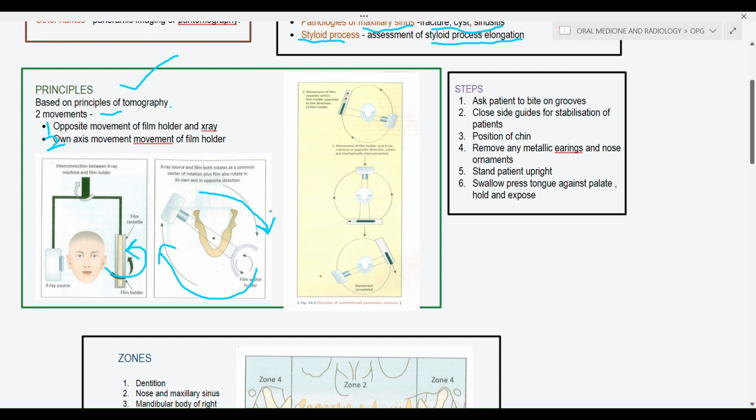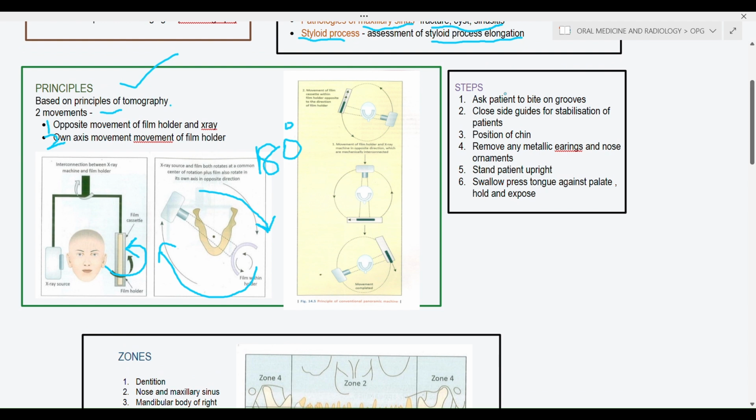Okay, the next image given is this, in which the X-ray machine and the film holder move in a 180 degree direction. There is no complete 360 degree rotation, only 180 degree movement. In this you can see that the X-ray machine moves to the back side of the patient, whereas the film holder moves to the front side of the patient, and there is the own axis movement of the film holder in its own axis. I hope you are clear with it.